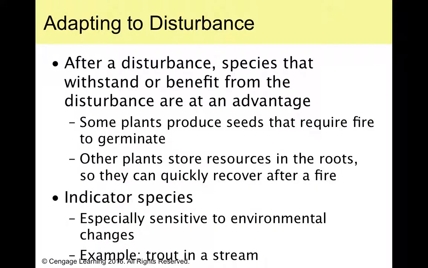So after a disturbance, the species that's going to withstand or benefit from the disturbance is going to be at an advantage. For example, here in South Dakota on the prairie, almost all of the plants that grow in the mixed grass prairies of South Dakota are pretty fire tolerant. Fire is a normal part of the Black Hills and a normal part of the prairie. And most of the plants that are successful here are going to do just fine if there's a fire every few years. It's not a big deal.